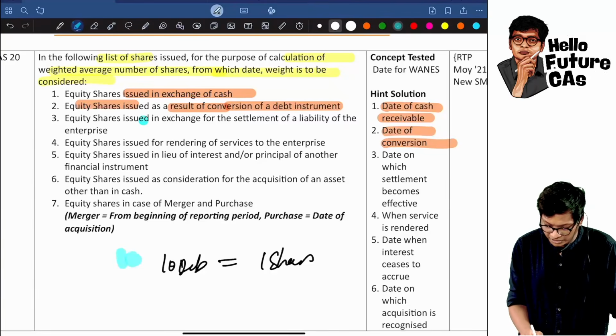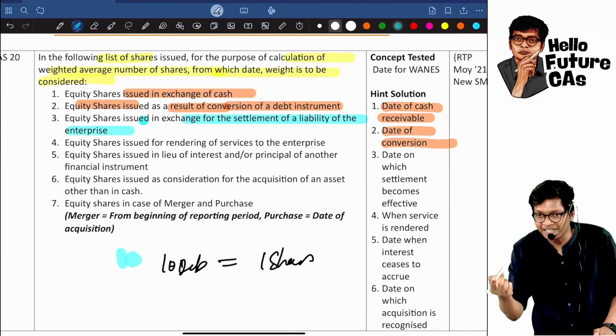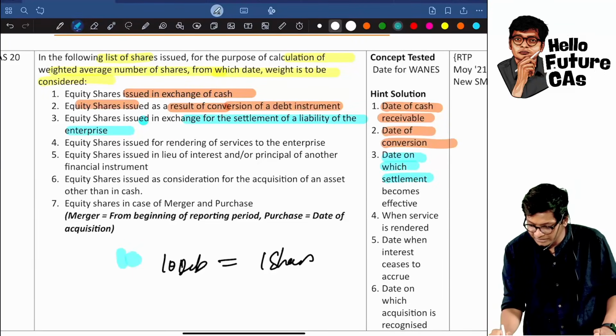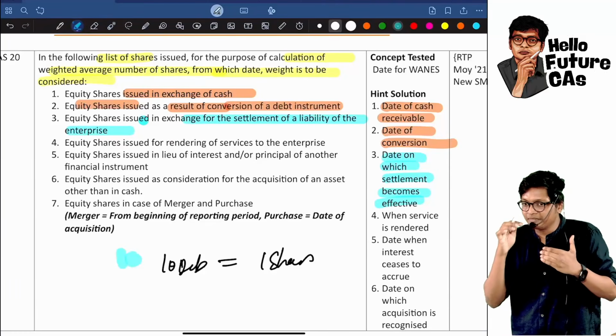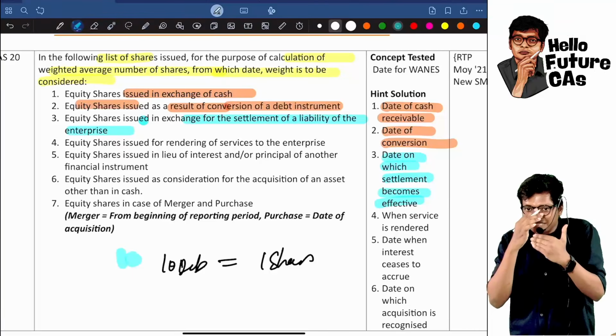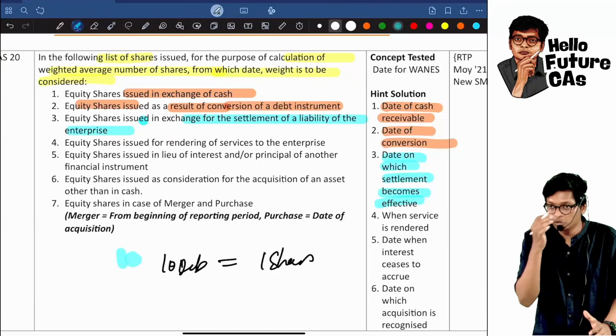Equity shares issued in exchange for settlement of a liability of the enterprise. Instead of paying creditors, I am giving equity shares. The date on which the settlement becomes effective is the due date. A creditor is payable within 60 days; after those 60 days, it becomes due and you have to pay. So from that day, I will take conversion.